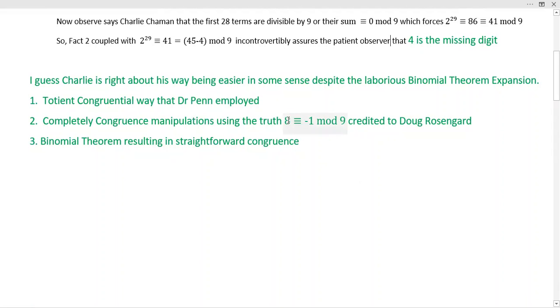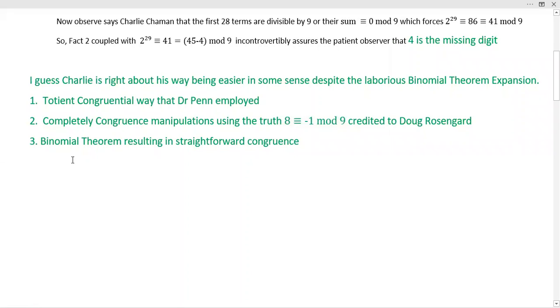Notice that this is the same as 64 congruent to 1, which is what the totient function gives. If you square both sides, you get 64 congruent to 1 mod 9. Which is exactly what the totient function produces for us. And then, like when Charlie's saying his way is more efficient, I tend to agree with him. The binomial theorem gets you right into a very easy congruence to solve. And so in some sense, I guess the binomial theorem is a little better. It doesn't depend on maybe a more obscure result. Totient's well known in number theory, and I wouldn't call it obscure.